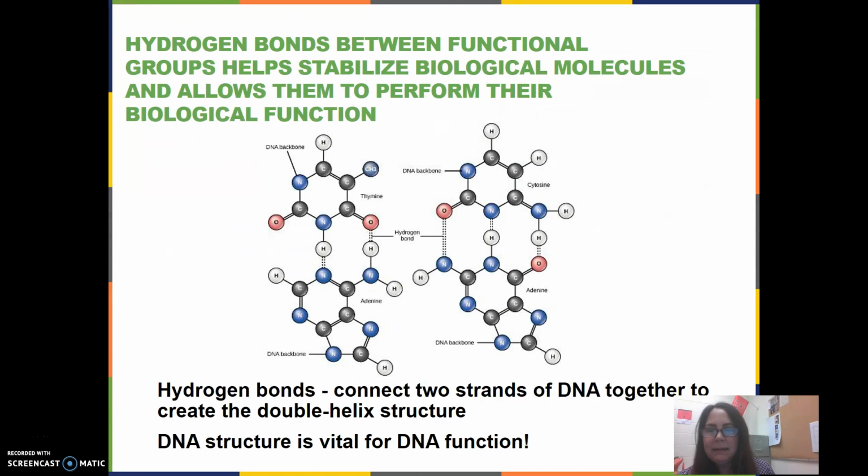And then I think this is the last one. This is showing hydrogen bonding, helping to form the double helix structure of DNA. So another example of hydrogen bonding which does not involve water. It helps form the double helix structure of DNA.